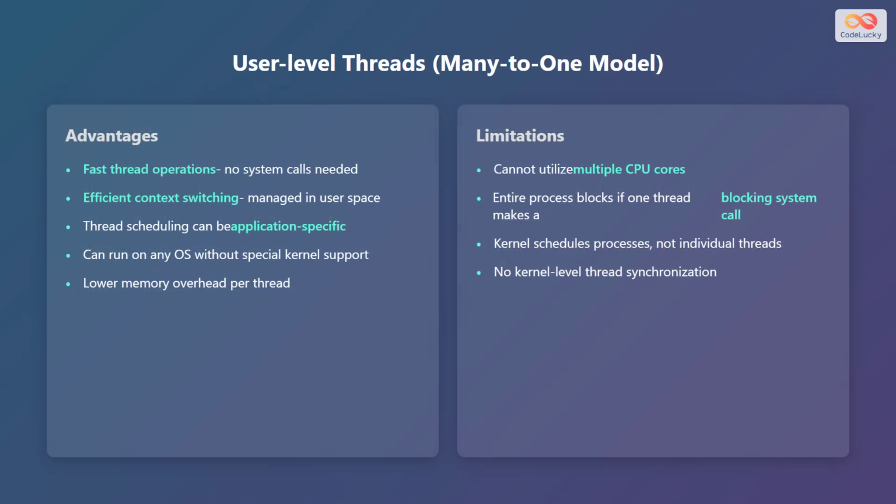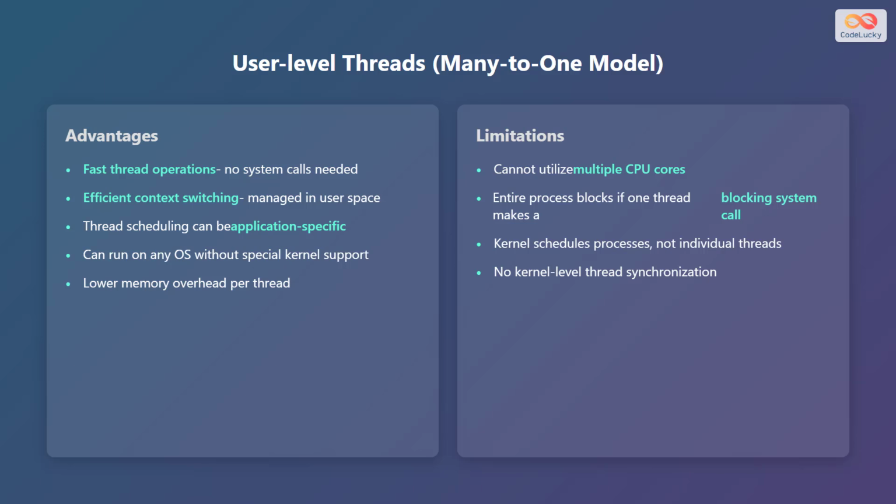Let's examine user-level threads in more detail. Some of the advantages of user-level threads are: they offer fast thread operations as no system calls are needed, efficient context switching because it is managed in user space, thread scheduling can be application-specific, can run on any operating system without special kernel support, and it has lower memory overhead per thread.